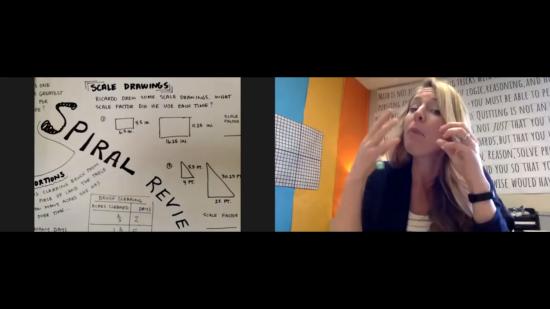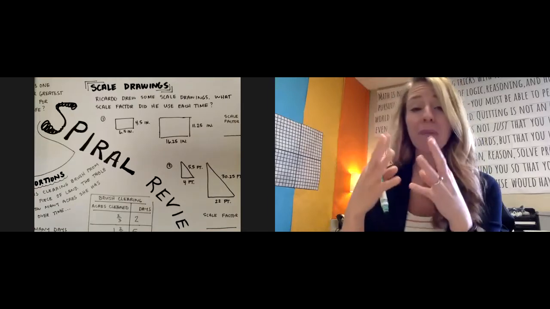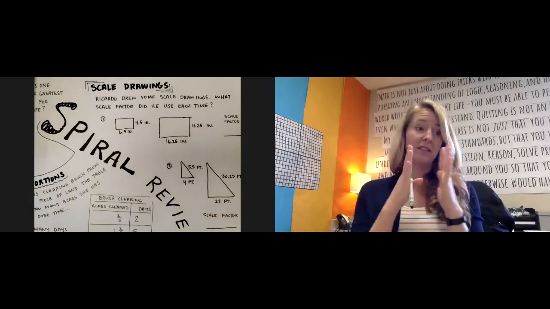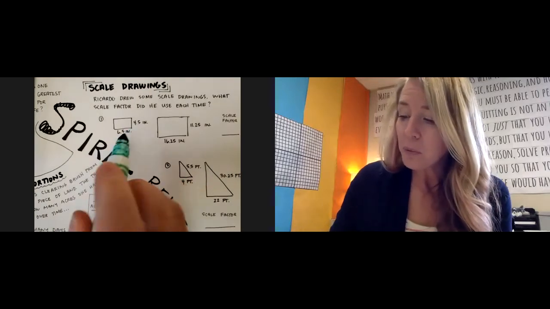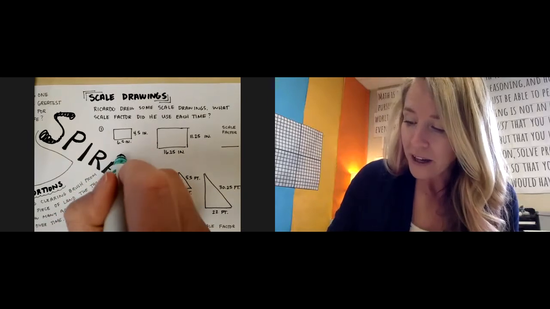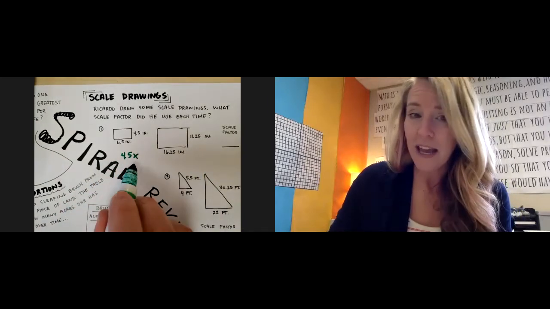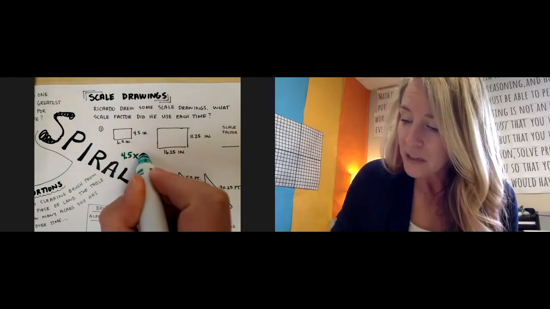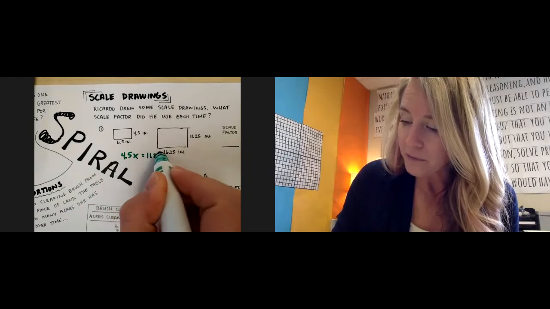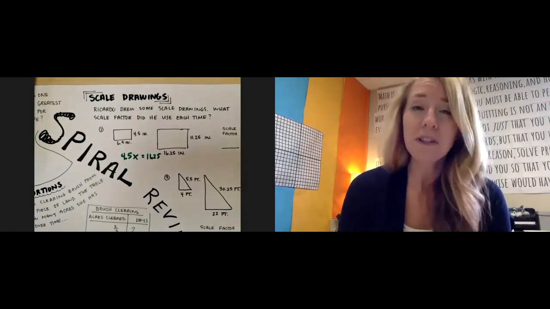Now, if it got smaller, it would be a number less than one. Like if I multiplied by 1/2, the dimensions would go down by 1/2. Okay, so in other words, what we can do is say, okay, 4.5 times some number, and that's going to be an X to represent that number. 4.5 times a number is going to equal 11.25. Okay, and then we just solve it like we normally solve equations.